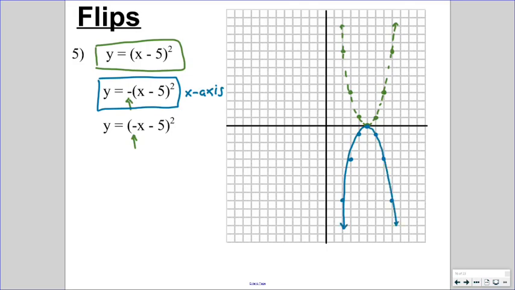When we're looking at parabolas also, just think back to what you know about parabolas in Algebra 2. Anytime we had negative x squared, it just went from an upward-facing parabola to a downward-facing parabola. So that's another way you could remember it's a flip over the x-axis.